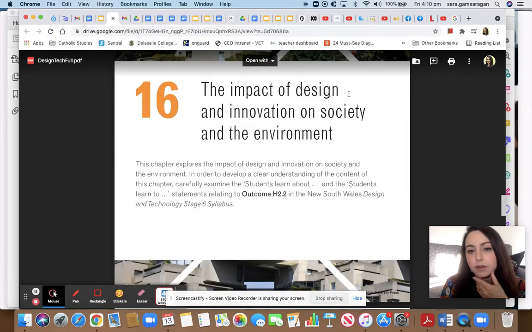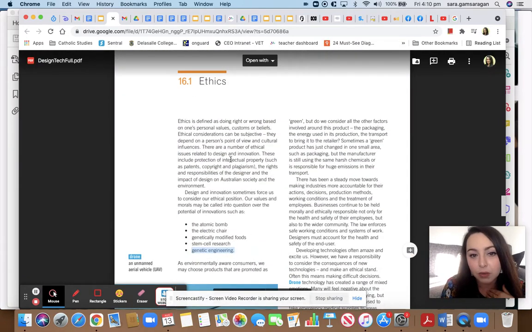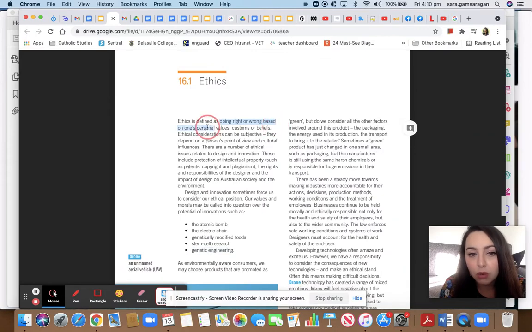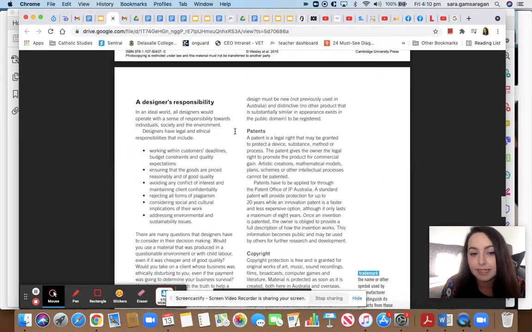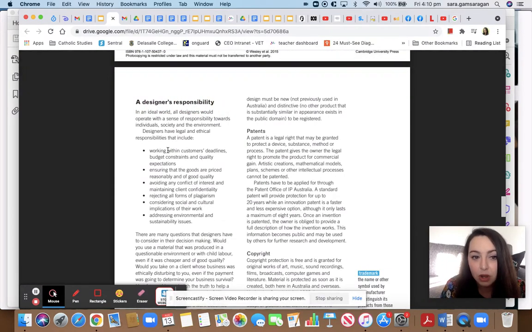The impact of design and innovation on society and the environment. That's where it's an ethical thing. What is defined as right or wrong? What are your personal values and beliefs? Yeah, and that can definitely come under a designer's responsibility, and that can be their ethical responsibility.